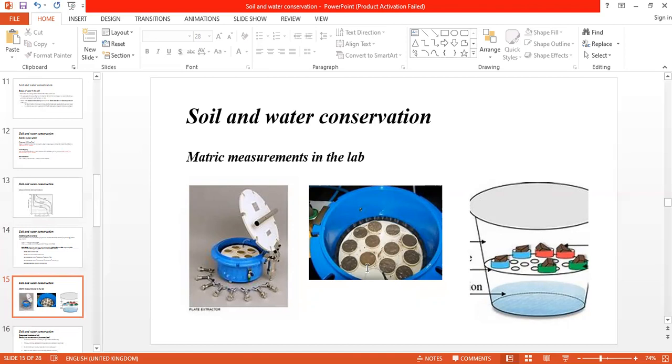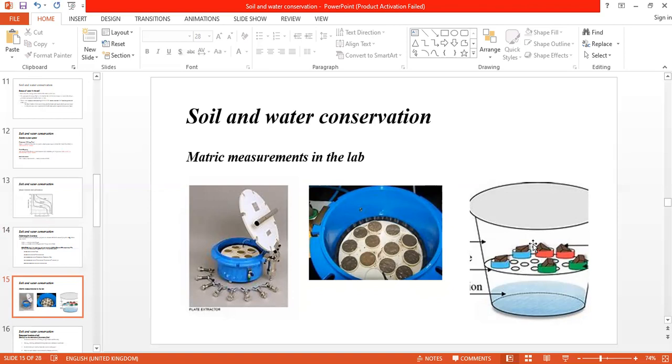So the principle is that because we are saying that the water is held with a certain energy around the soil particles, what we do is wet a soil until it's saturated. Then we put it into this chamber, like this one here. Then we close it. After we close, it becomes something like this. Then we apply a certain pressure, which will be equivalent to the wilting point and field capacity.